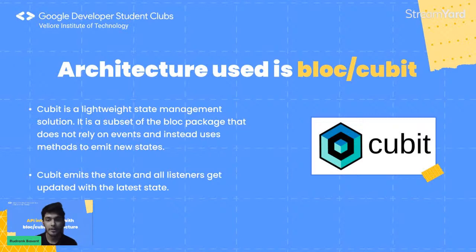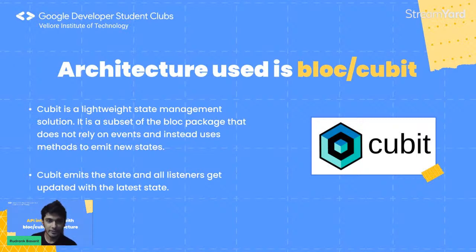Then about Cubit. Cubit is a derivative of the Bloc architecture. The Bloc architecture is made of three components: one is event, one is state, and one is the bloc. But in the Cubit architecture, we don't have events, so we only have the cubit and the states. It is a part of the Bloc package itself. If you install the Bloc package, Cubit automatically gets installed with it.